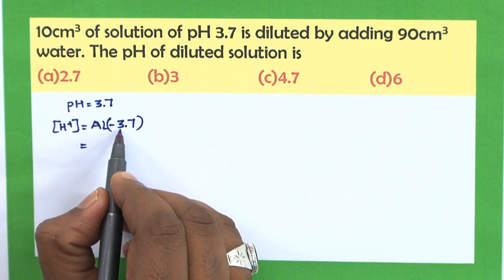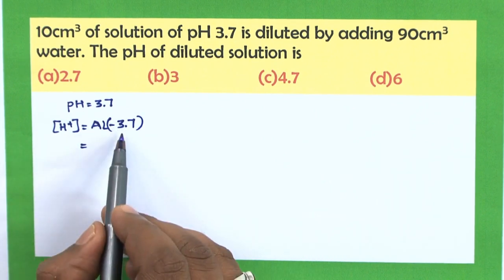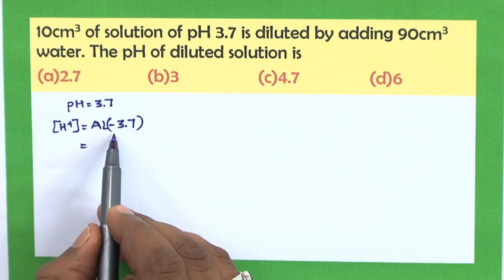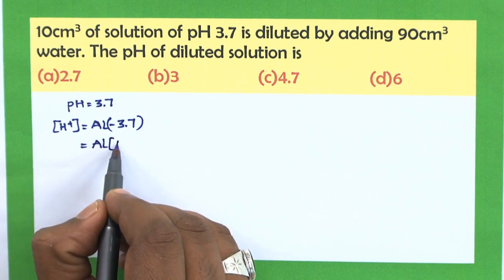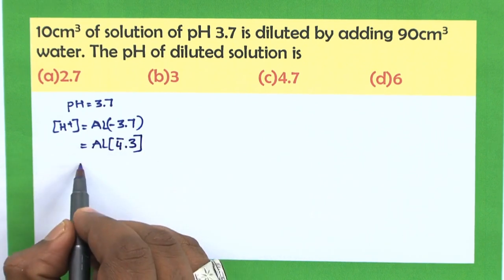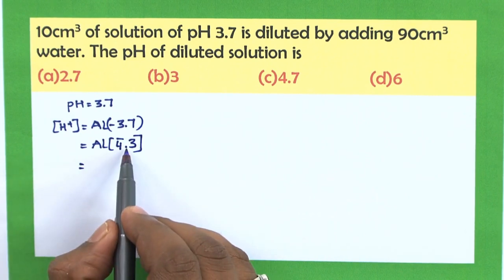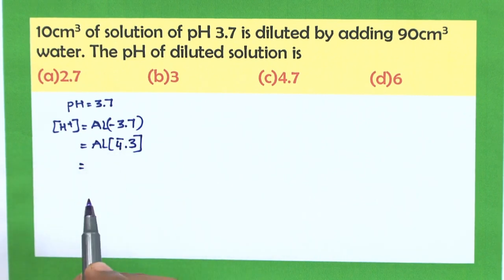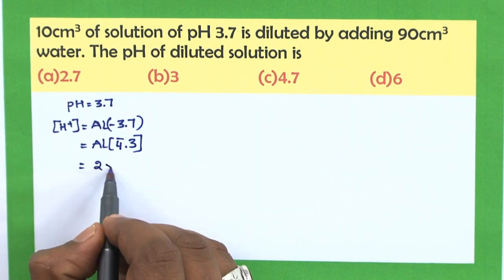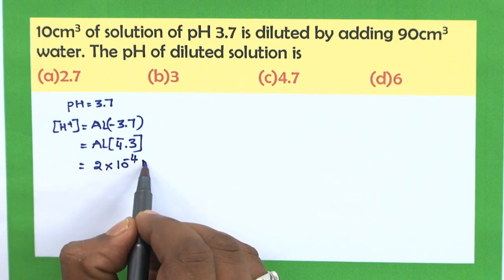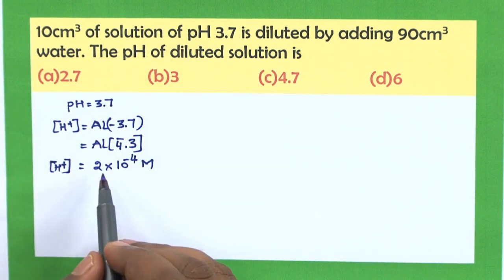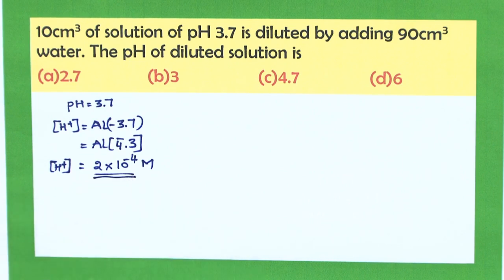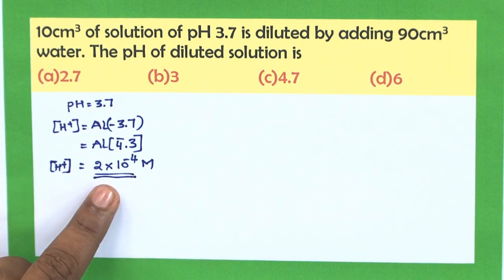Now antilog of minus 3.7 cannot be calculated directly because it is negative, hence you need to convert the mantissa to positive, that is you should add and subtract 1, minus 1 plus 1, so it becomes antilogarithm of 4 bar .3, that is equal to antilogarithm of 0.3, which is 2, because log 2 is equal to 0.3010, hence antilog of 0.3 should be equal to 2. So it will be equal to 2 into 10 to the power minus 4 molar. So the H plus ion concentration of a solution with pH 3.7 is 2 into 10 to the power minus 4 molar. So this is the initial concentration of the solution.